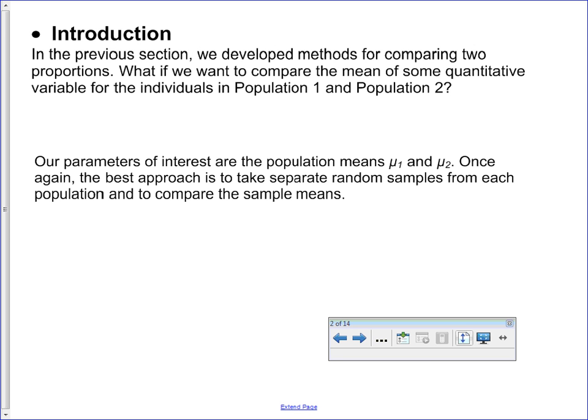Last section we talked about comparing the proportions. What if we wanted to compare the means of population 1 and population 2? Our parameters of interest are once again mu1 and mu2, but we're not going to be able to find that. We're going to have to find x bar 1 and x bar 2, and we're going to have to try and make statements about how these relate to these.